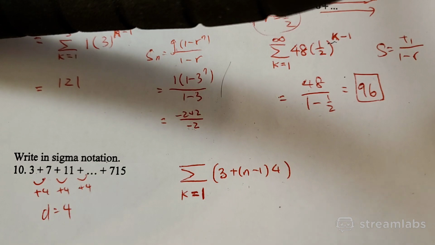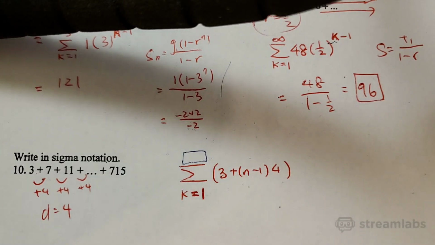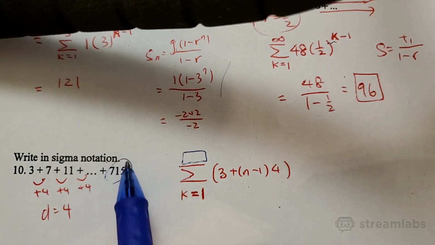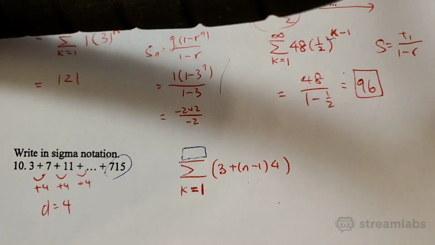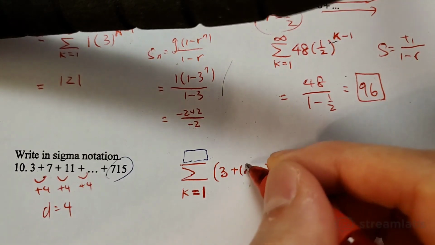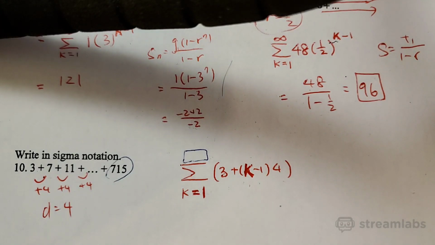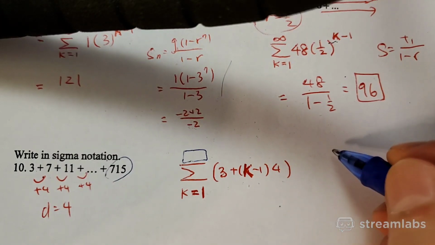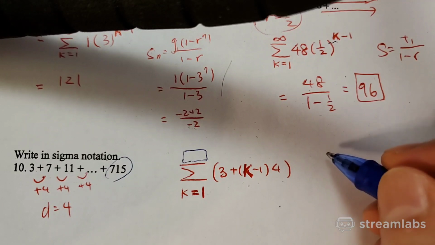Well, I don't know what this part is. To know that part, I know my last term is 715, right? So in other words, you just need to know when 715 is equal to that, because that would determine what my n value needs to be. You should switch this to k as well because your index is in k. All right, so here we go.